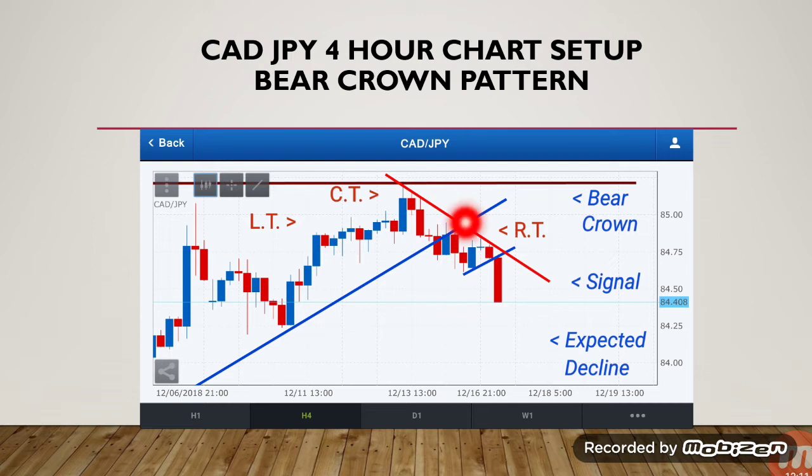So here you can see an example of this setup on the Canadian Japanese yen, which we traded earlier this week for a 50 pip gain. Here we can see that on the 4-hour chart, the market was transitioning from an uptrend to a downtrend, and that this was the bear crown setup that was formed as part of this movement. So the left tip was formed at this area here, with this area being the center tip that led to the break of the uptrend line. And then the right tip was the first setup that was formed as part of the new trend direction, and that indicated that the market was going to be continuing in this direction as part of the new downtrend.